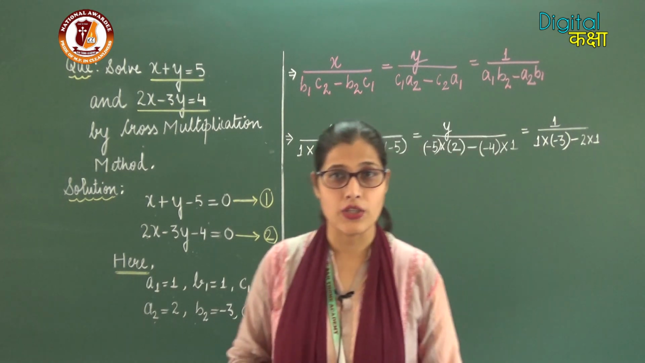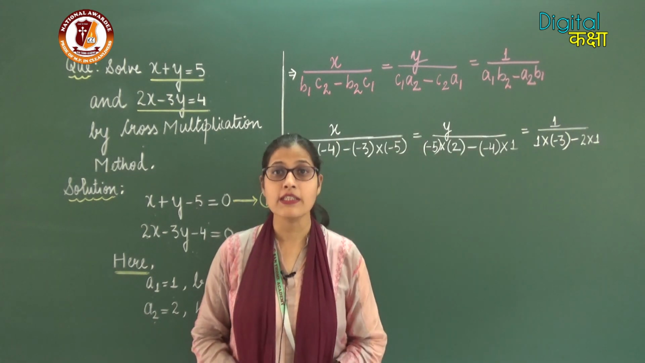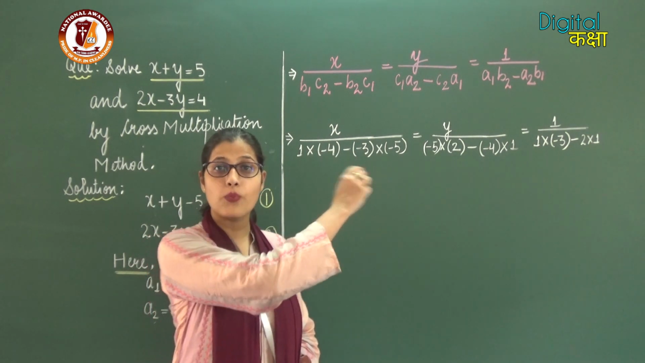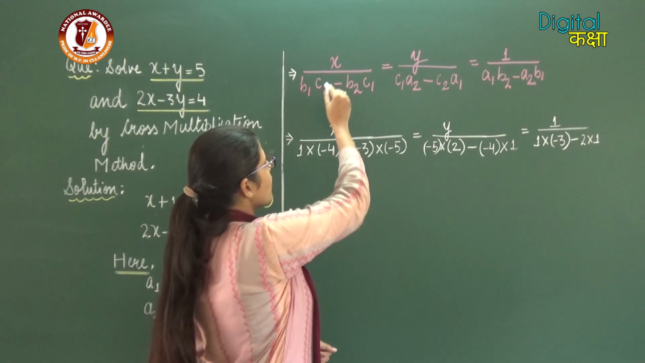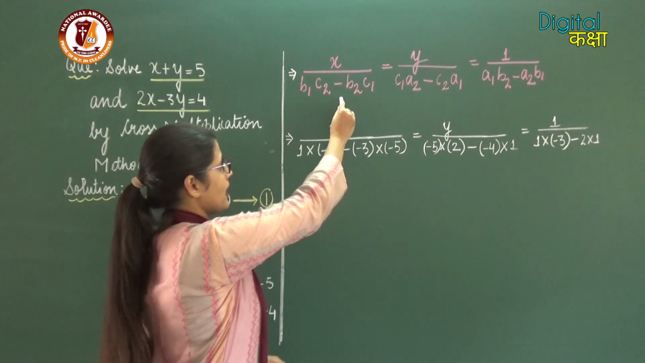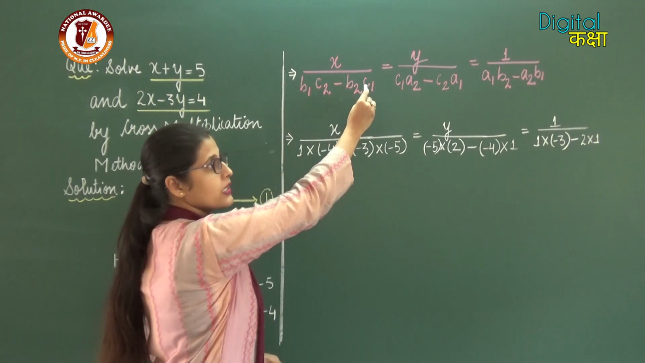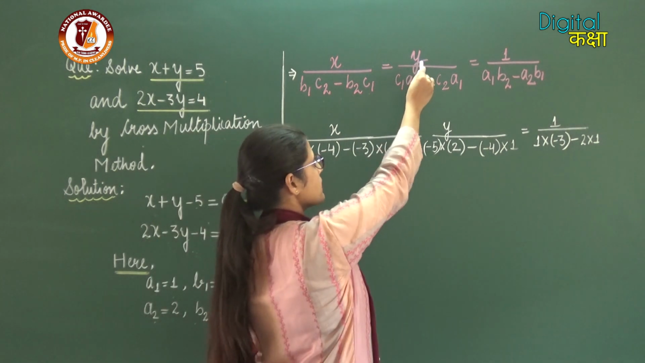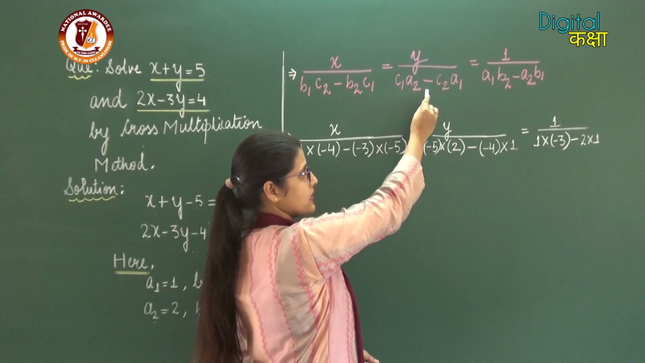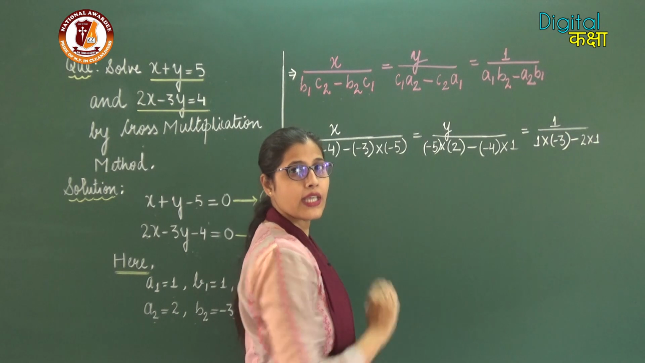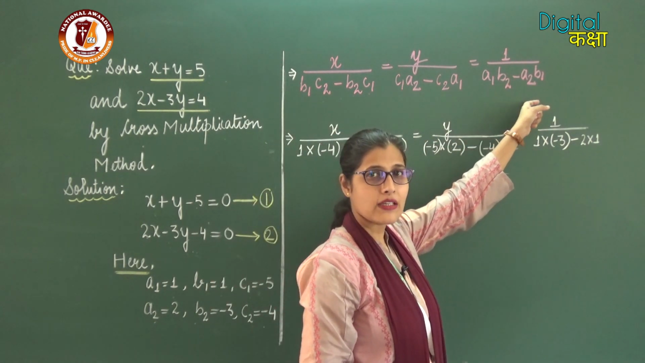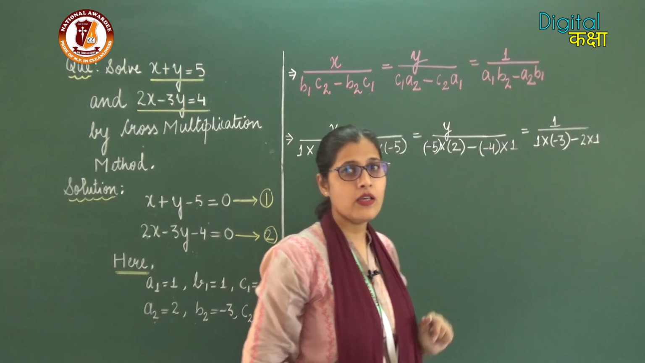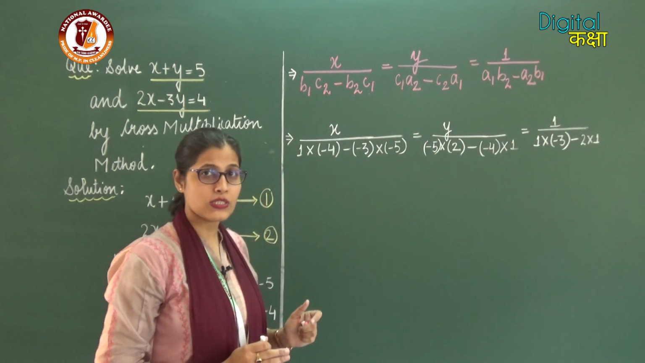After getting the values, we will be substituting the values in the given formula. So let us read the formula. x upon b1c2 minus b2c1 equals y upon c1a2 minus c2a1 equals 1 upon a1b2 minus a2b1. Now let us substitute the values.